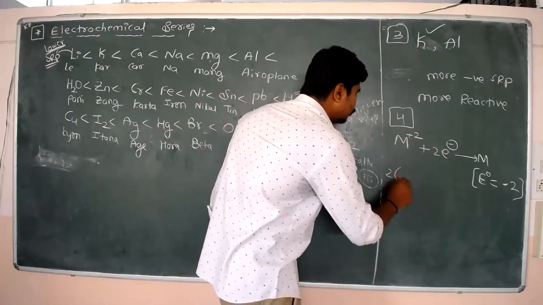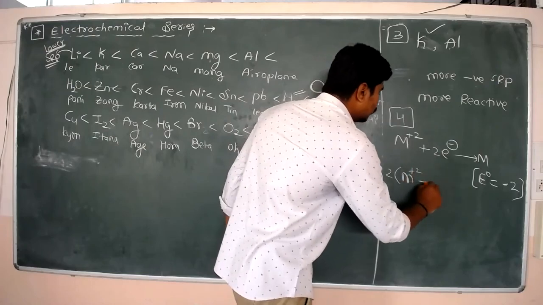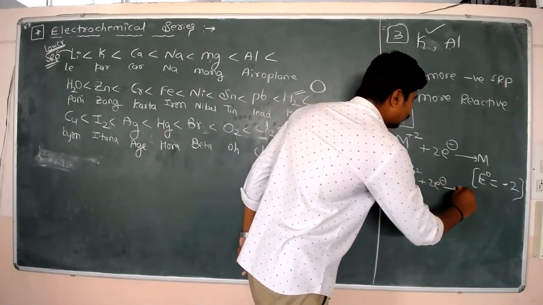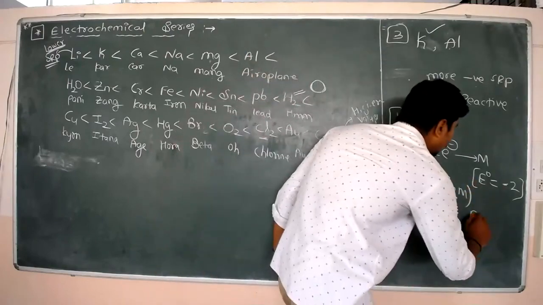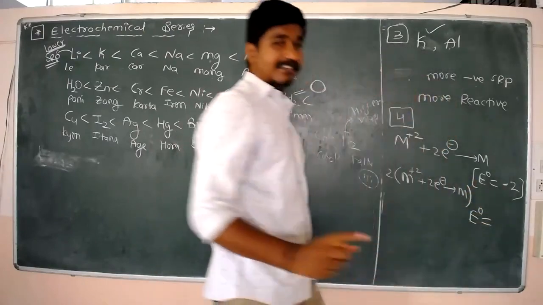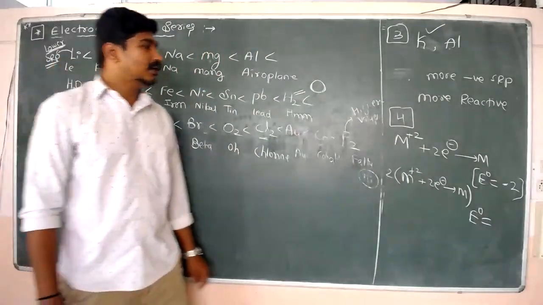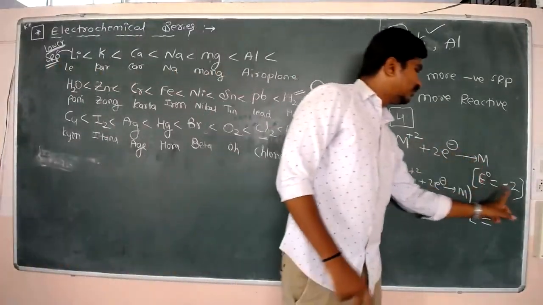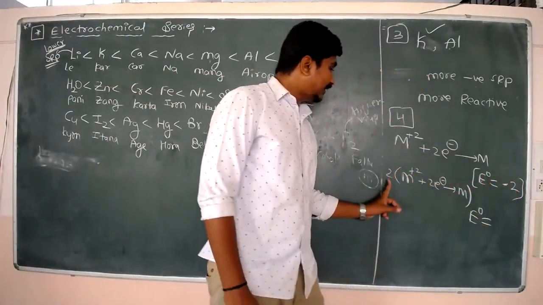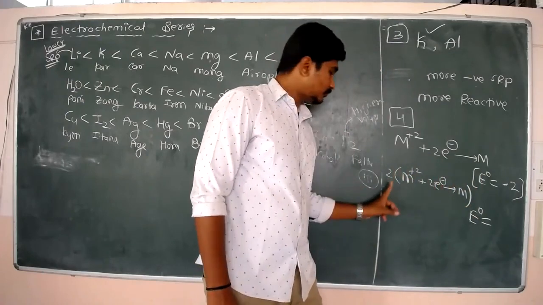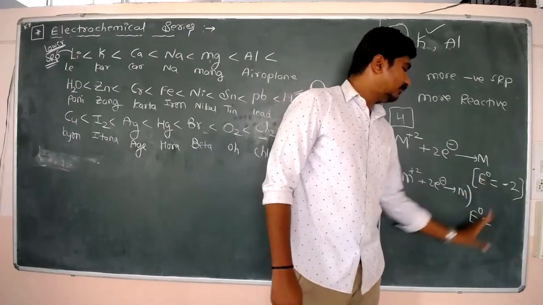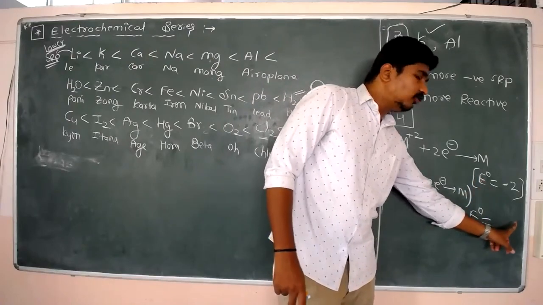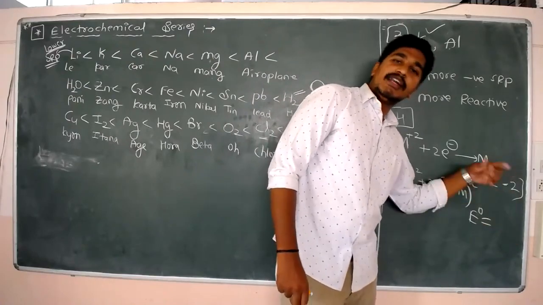For example, 2 into M plus 2 plus 2 electrons gives rise to M. Now, what happens to this value? Does it remain or change? It is a question. For this reaction, the E0 value is minus 2. After multiplying the reaction by 2, what happens to the E0 value? It will become 2 into minus 2, that is minus 4, or it remains minus 2.